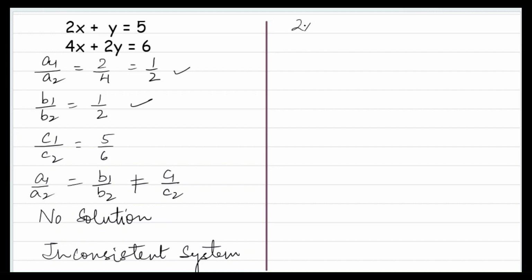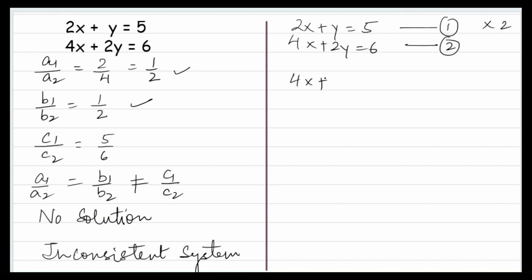So 2x plus y equals 5, my equation number 1, and 4x plus 2y equals 6, my equation number 2. Let's make the coefficients of y equal. So for that, I will multiply this equation with 2. So 2 times 2x is 4x, plus 2 times y is 2y, equals 2 times 5, which is 10. The second equation would stay the same: 4x plus 2y equals 6.